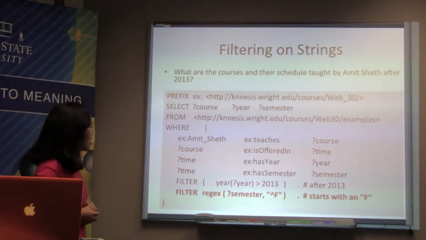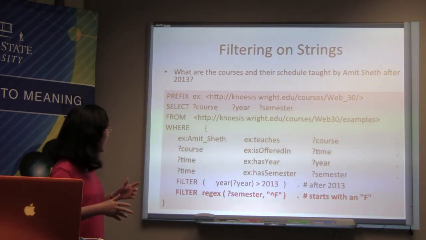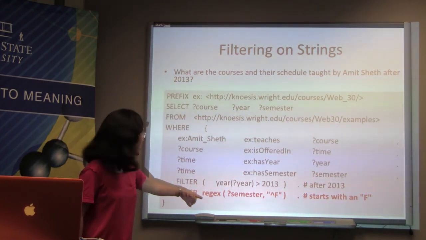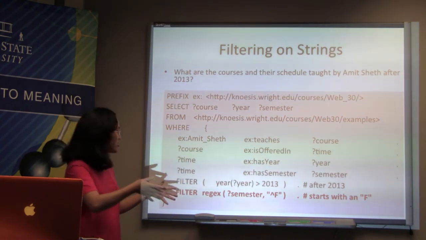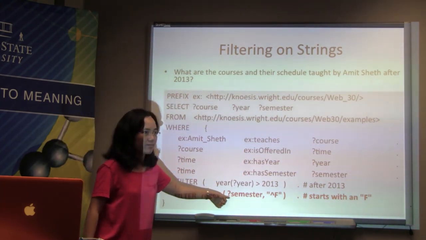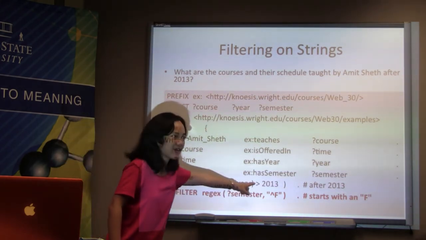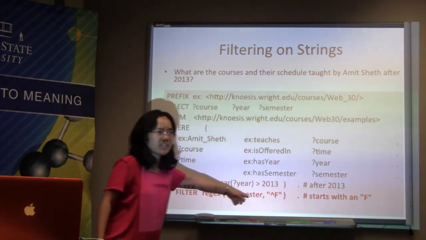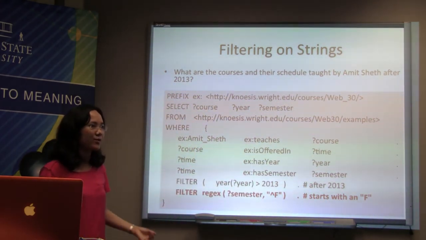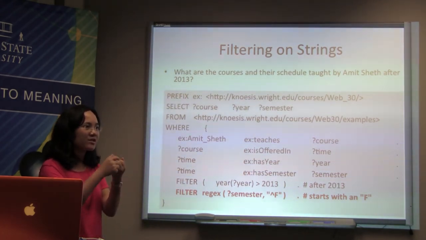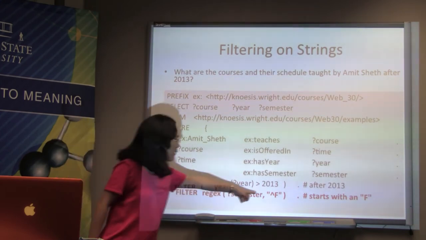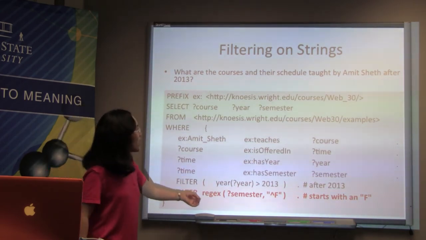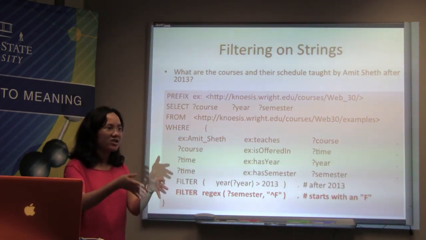Another kind of restriction is on the string. In that case, we use a regular expression. So in this regular expression, you also impose conditions on the variable, but instead of using a comparison, you use the regular expression. Let's say in this case, it must start with F, right? Because for semester, we have spring, summer, winter, or fall. So if it starts with F, we know that it is only for the fall. This is one example of putting conditions on strings.